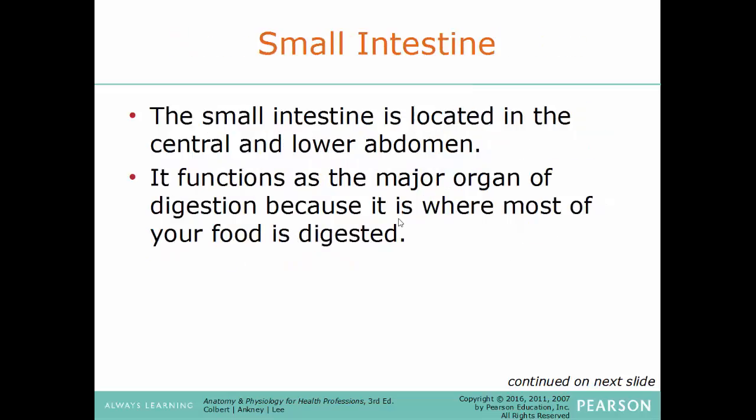Alright, small intestine. The small intestine is located in the central and lower abdomen. This is the main organ of digestion because this is where most of your food gets absorbed. And all the parts in this chapter that we'll talk about have an important role, obviously. Most people think that the stomach is the biggest player in the system, but the chief player of the digestive system is the small intestine.